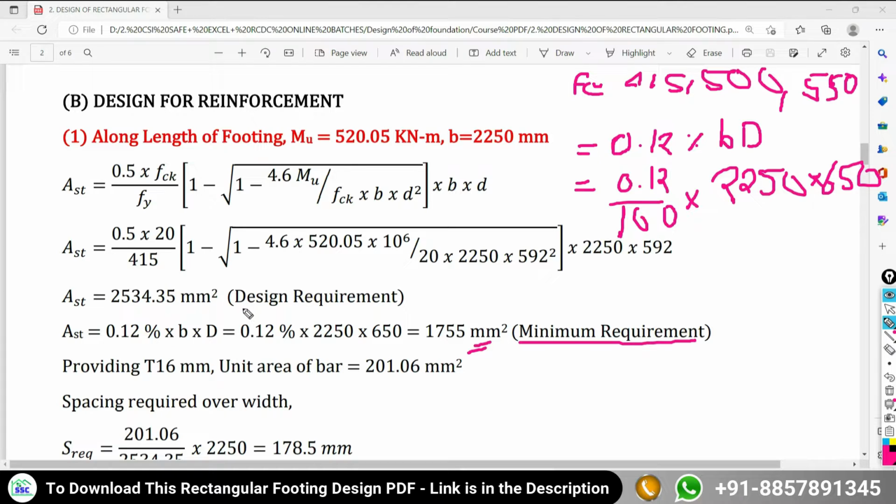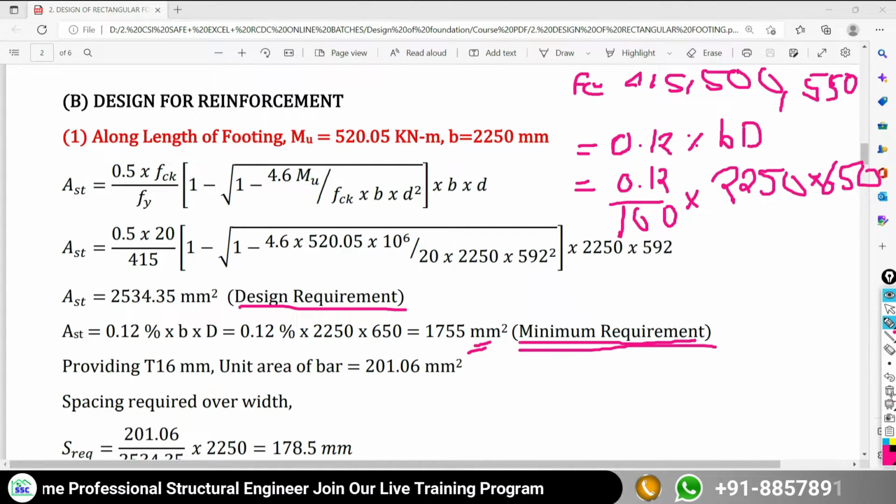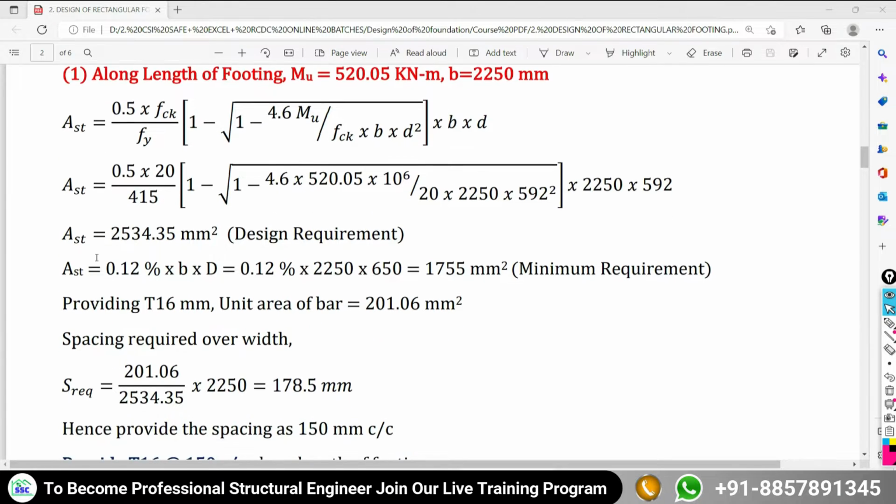Two requirements we are getting here: one is the design requirement, another one is the minimum requirement. But you are all well aware that among these two, you have to compare and consider the maximum of the two values. The design requirement is 2534, and the minimum requirement is 1755. We look at which one is greater. We are getting the design requirement as the greater one, so we will provide the greater one. So this much reinforcement at least we have to provide in your foundation along the length of the footing at the base.